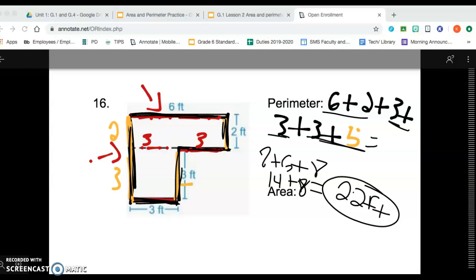Okay, so I'm about to erase this so we can do area. So make sure you copy all of this down, please.